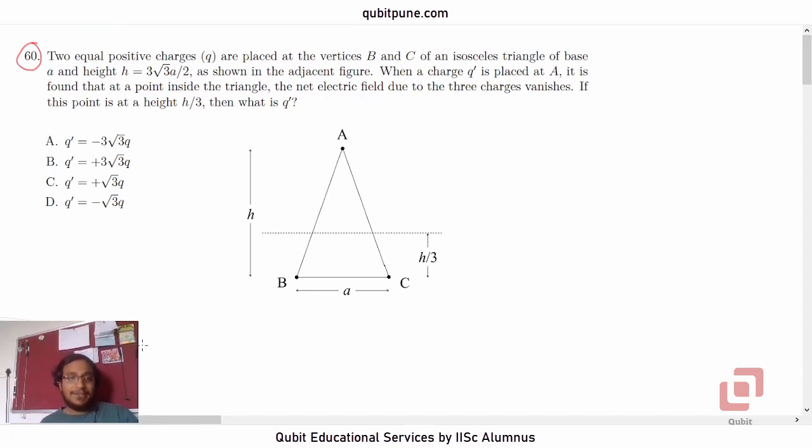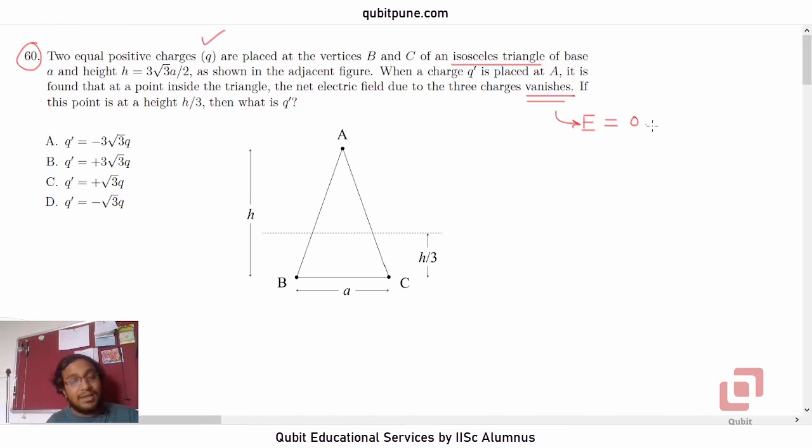So with that, let's begin solving MCQ number 60. Two equal positive charges Q are placed at the vertices B and C of an isosceles triangle of base a and height h equal to 3 root 3 a by 2, as shown in the adjacent figure. When a charge Q prime is placed at A, it is found that at a point inside the triangle, the net electric field due to three charges vanishes. Vanishes means goes to zero.